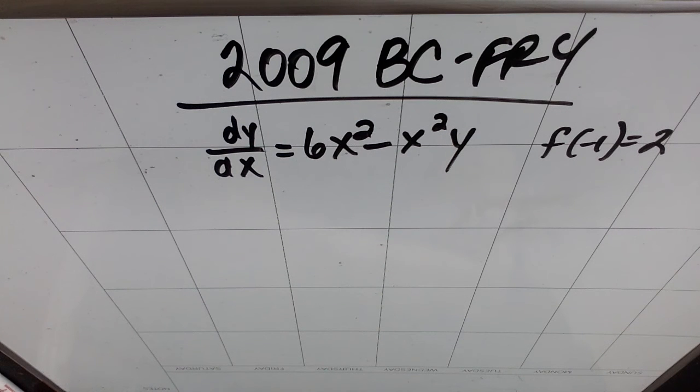Response 4. Consider the differential equation dy/dx equals 6x squared minus x squared y. Let y equals f of x be the particular solution to this differential equation with the initial condition f of negative 1 equals 2. Time out before we do anything else.